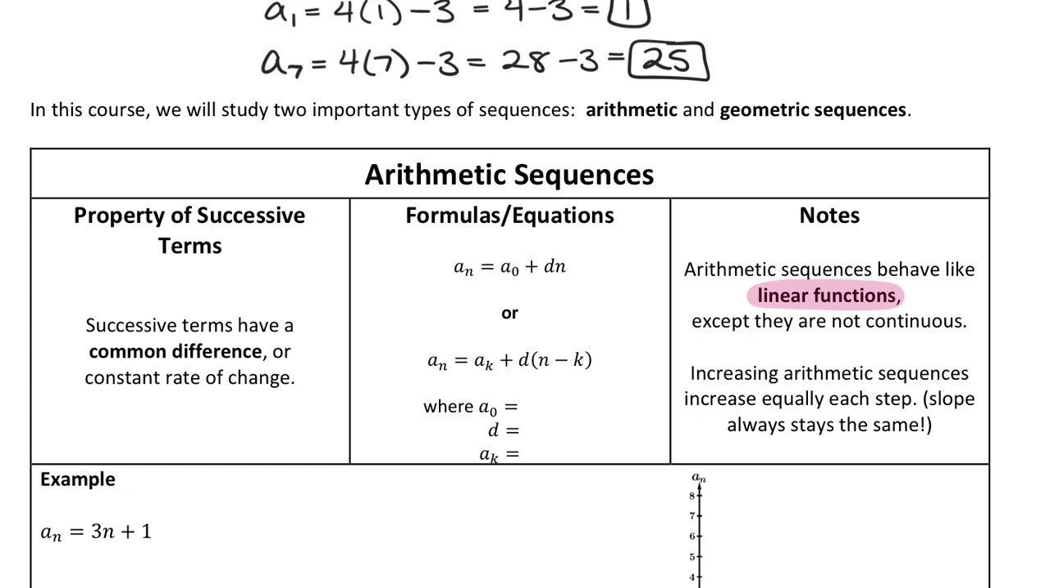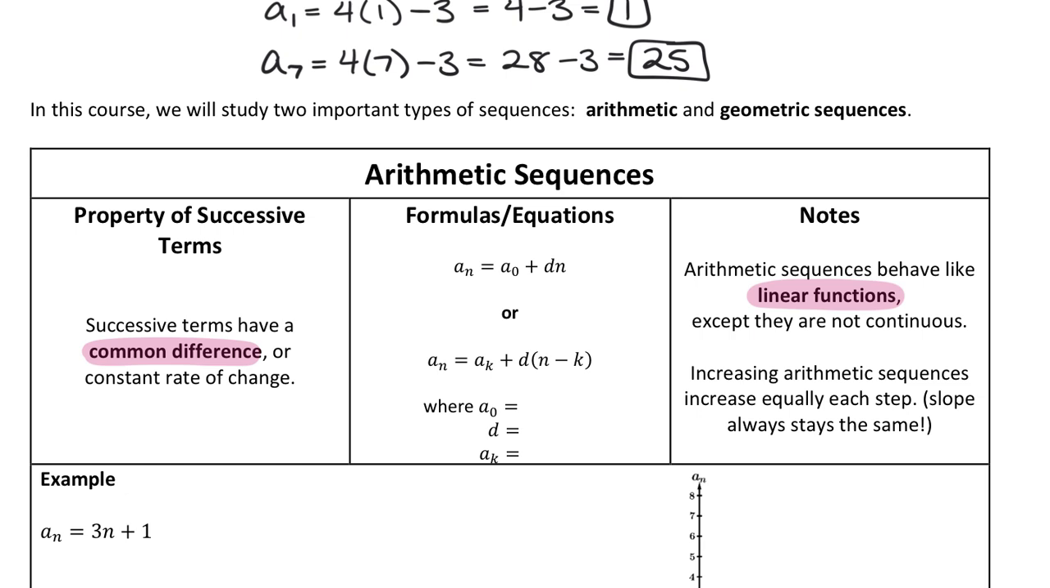Because they behave like linear functions and linear functions have a constant slope, these functions have common differences, which we can think of as the slope, even though there's no line to actually have an incline. But they're going to change at the same value each time. So they have a constant rate of change, which in sequence world we call a common difference.